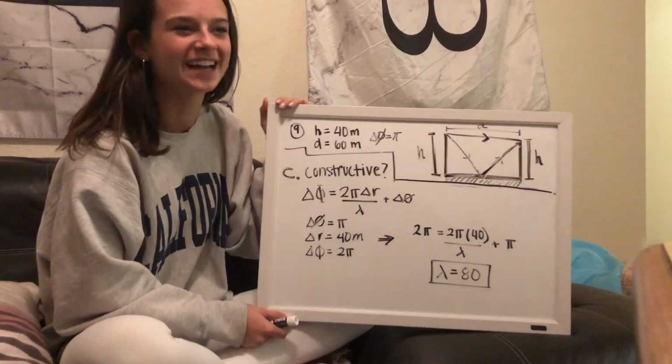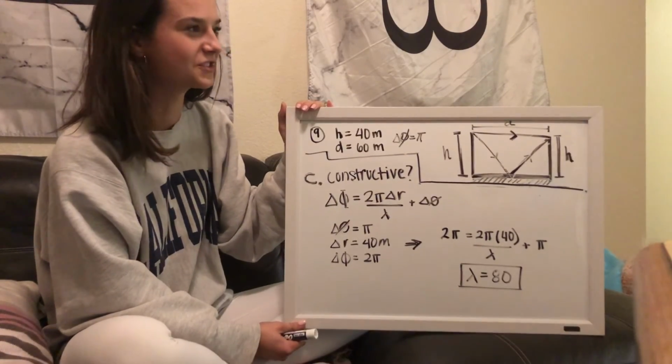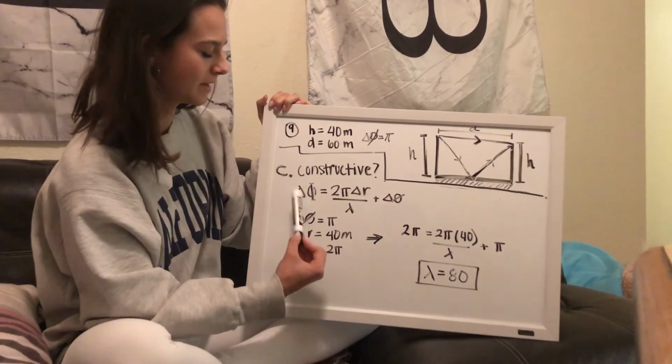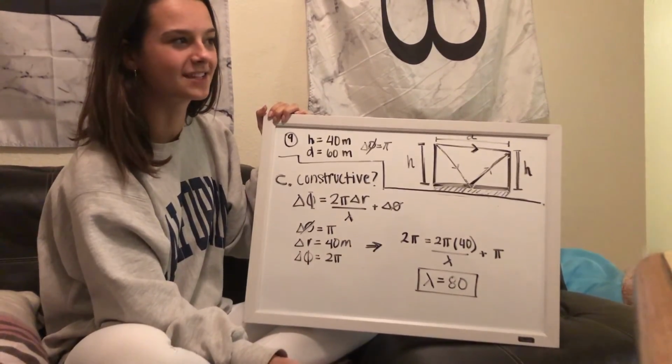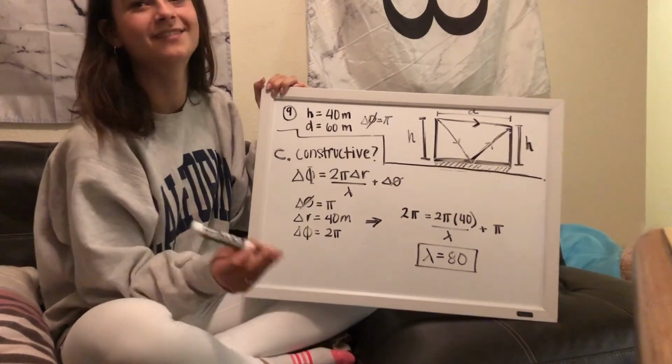Here's part C of number 9. It's pretty much the same thing as part B, but we're looking at constructive interference, so you just have to change big phi to 2 pi instead of 3 pi, because constructive is even multiples of pi, and then you just solve for lambda, 80.